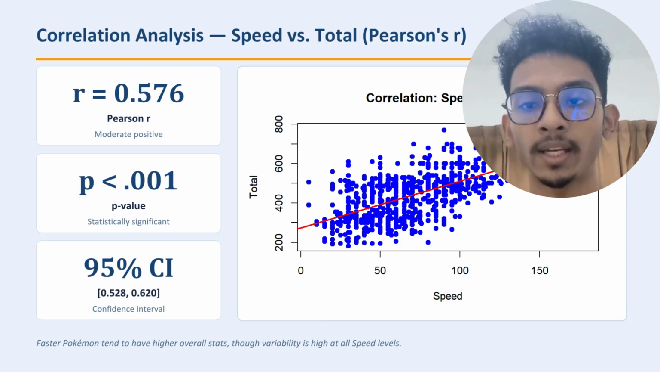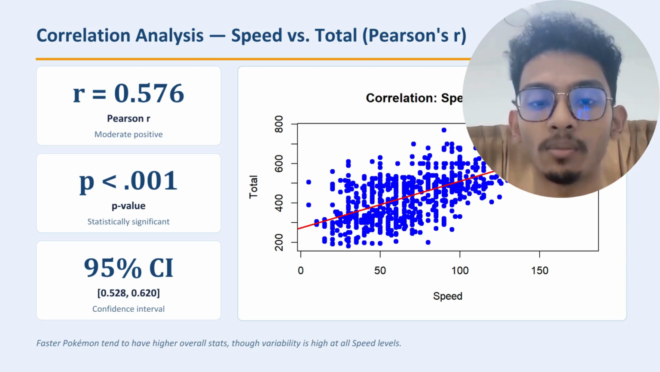Looking at the scatter plot on the right, we can see a clear upward trend, though there's considerable spread at every speed level. Some Pokemon are fast but weak overall, while others are slow but extremely bulky. With that, I'll hand over to Hafizur. Thank you all.